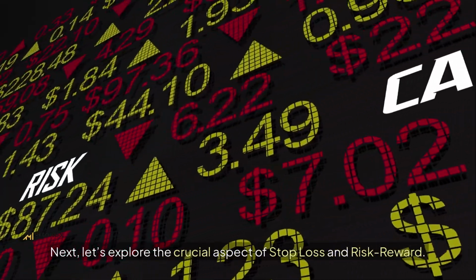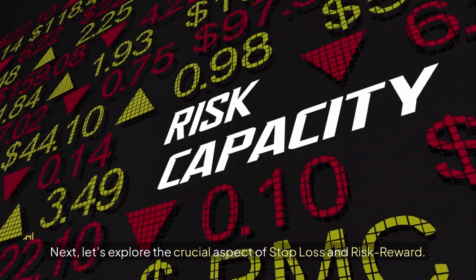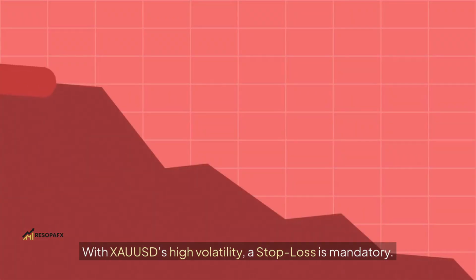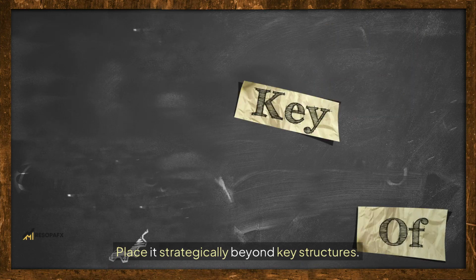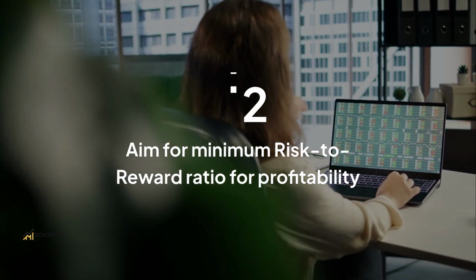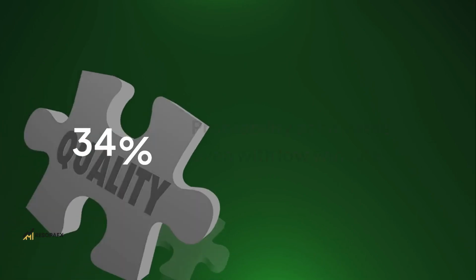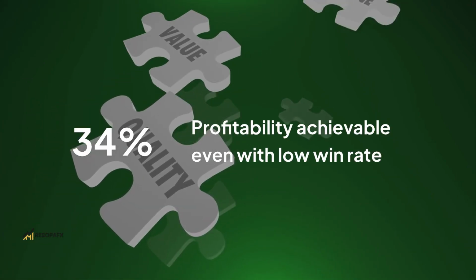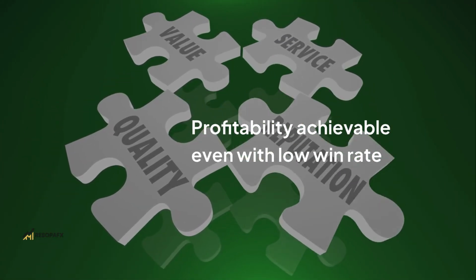Next, let's explore the crucial aspect of stop loss and risk reward. With XAUUSD's high volatility, a stop loss is mandatory. Place it strategically beyond key structures. Always aim for a minimum of 1 to 2 risk to reward. This ratio ensures your profitability, even with a win rate as low as 34%.